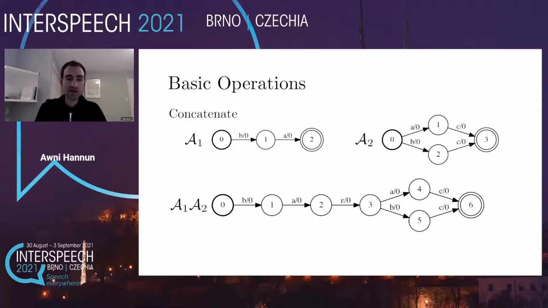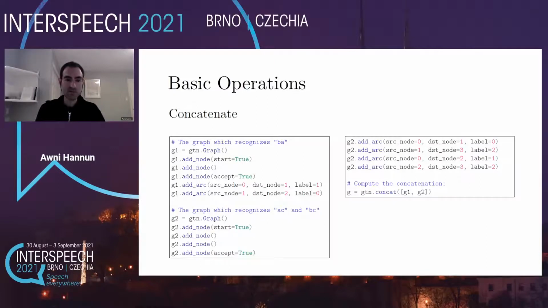Computing the concatenation is also especially easy with the use of epsilon transitions. You just put an epsilon from every accept state of the left input to every start state of the right input. That gives you the concatenated graph. And again, in code, this looks very similar to union. You construct your input graphs, and then to compute the concatenation, you call gtn.concatenate, which takes a list of graphs, which can be 1 or more. The concatenation of a single graph is just the graph itself.